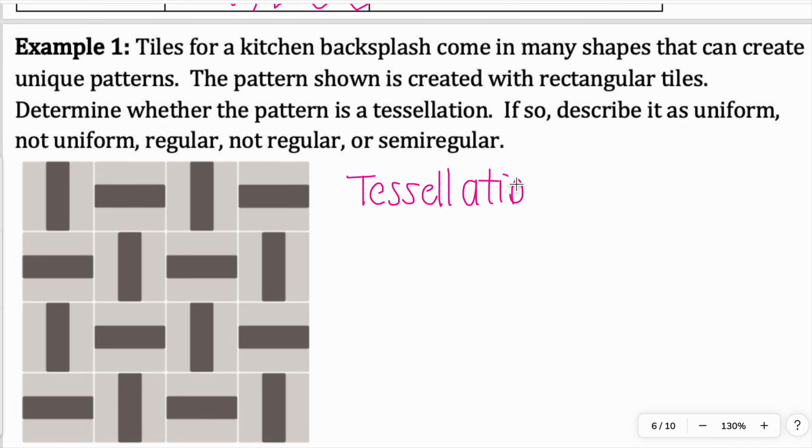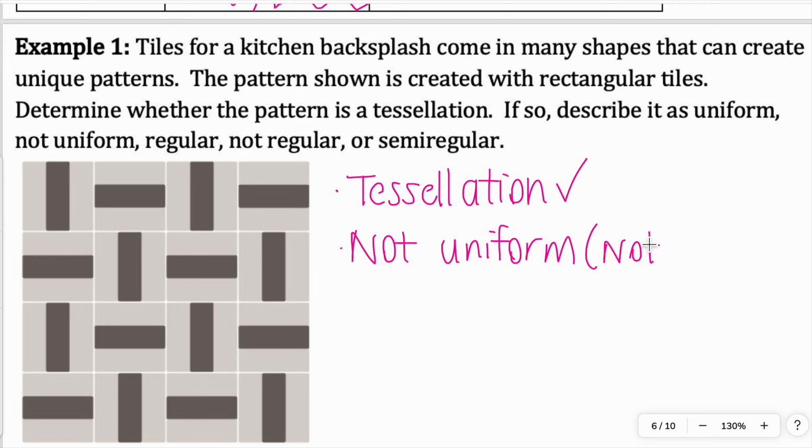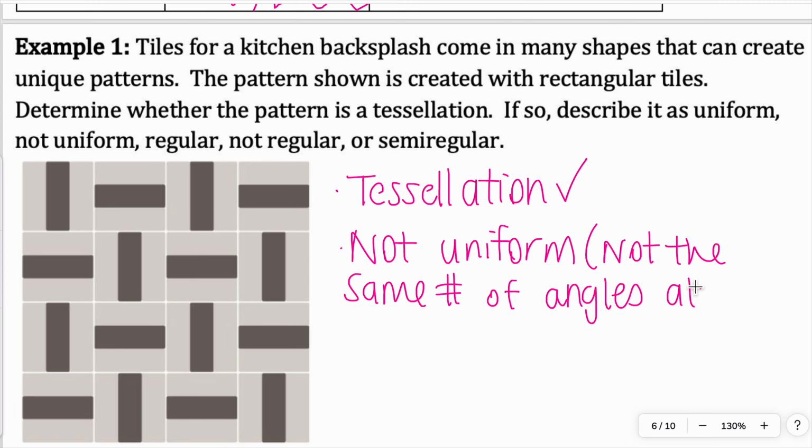So I'm going to write tessellation, check. For this one though, we would not say it's uniform. So we're going to say not uniform because it's not the same number of angles at each vertex.